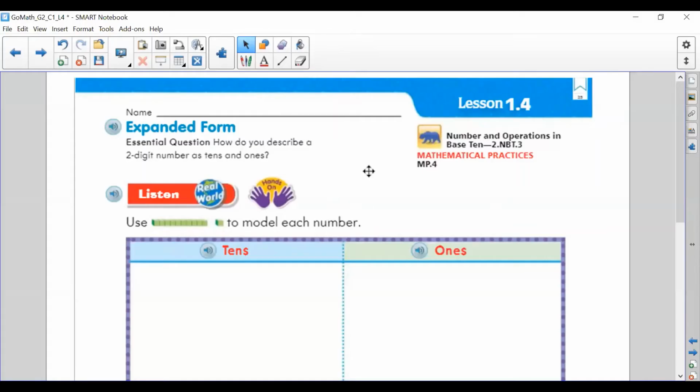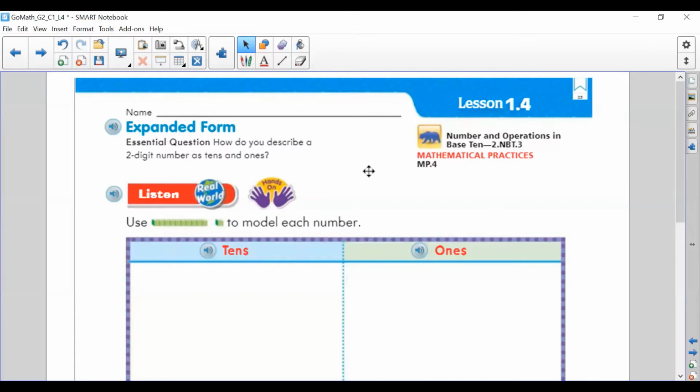Okay, so here we are back at our page, our lesson 1.4, and this is actually page 25 in your book, page 25, lesson 1.4. Now, let's listen to our problem for this page. Emmanuel put 38 stickers on his paper. That's a lot of stickers, 38. How can you model 38 with blocks?